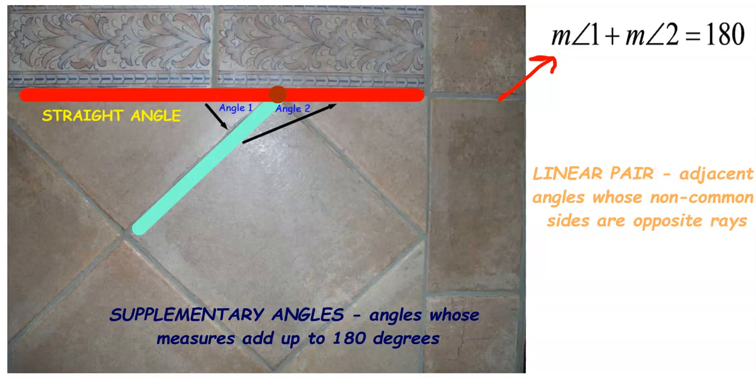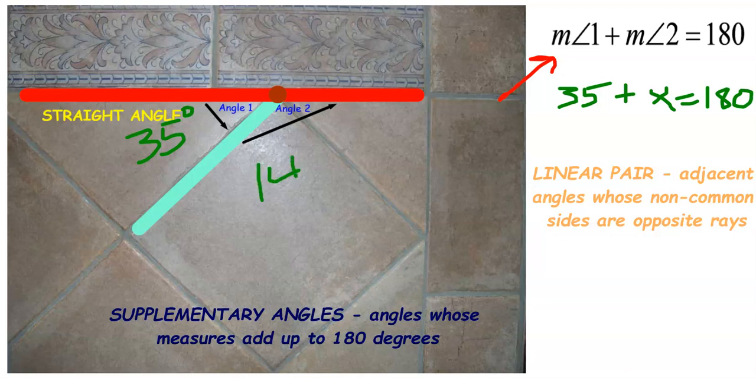So the application of supplementary angles is exactly as easy as it seems to be given that formula. If we know that the measure of angle 1 is 35 degrees, then all we need to do to calculate the measure of angle 2 is realize that 35 plus the measure of angle 2 is 180. I'll call this 35 plus x because that's what we use. You subtract 35 from both sides, subtract 35 from 180, and get that this is 145 degrees. And that's how we use supplementary angles.